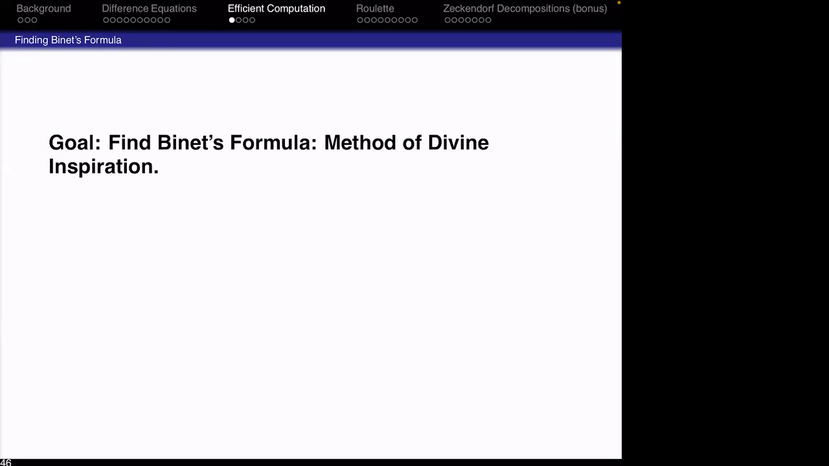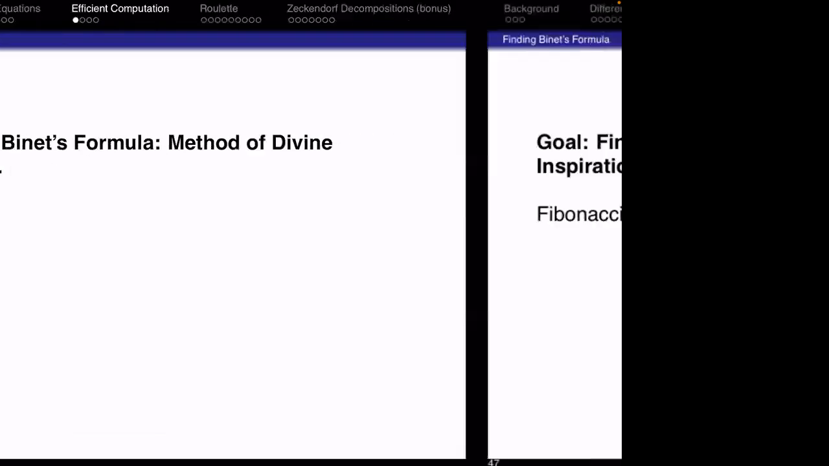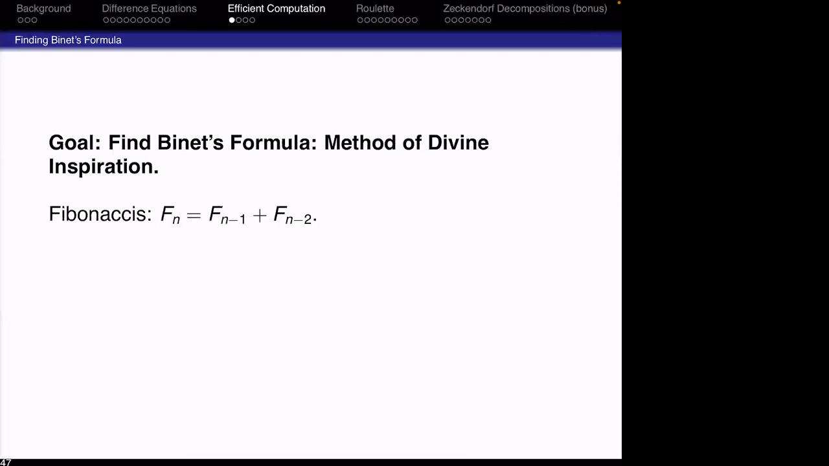So I'm going to talk about Binet's formula and different ways to prove it. The first is the method of divine inspiration. So let's say we have the Fibonacci numbers, Fn equals Fn minus 1 plus Fn minus 2. And I want to try to come up with an explicit formula for the nth Fibonacci number.